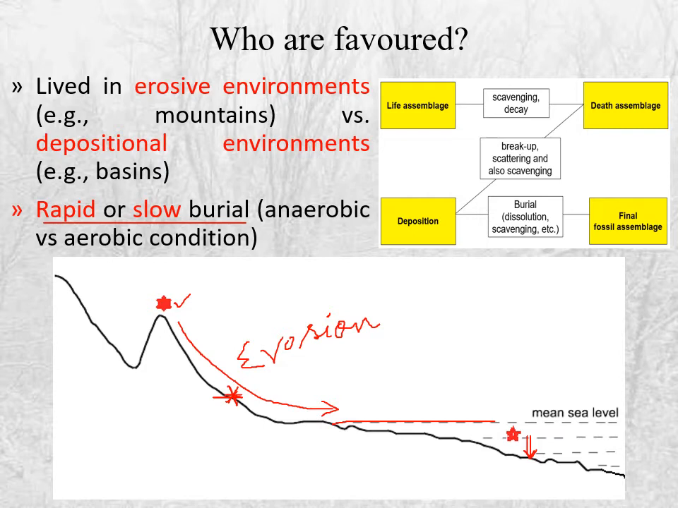So in presence of free oxygen, the activity of decomposing bacteria is much higher. Whereas in absence of free oxygen, if those decomposing or scavenging bacteria do not get free oxygen from the atmosphere or from the dissolved water body, then their activity becomes very less. That means the soft part, sorry, the soft mass or soft muscles of the organic body will not readily go for decomposition.